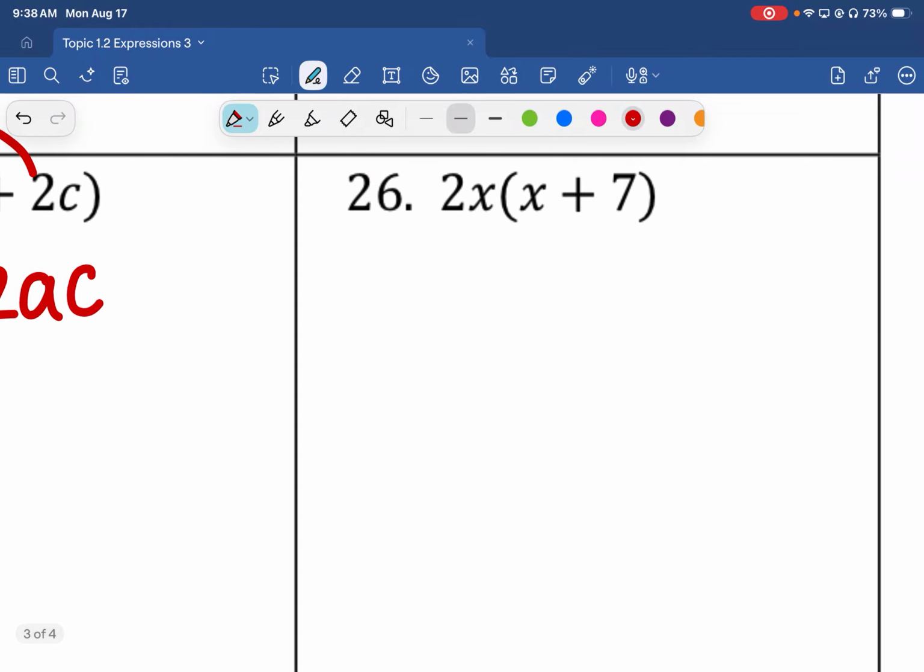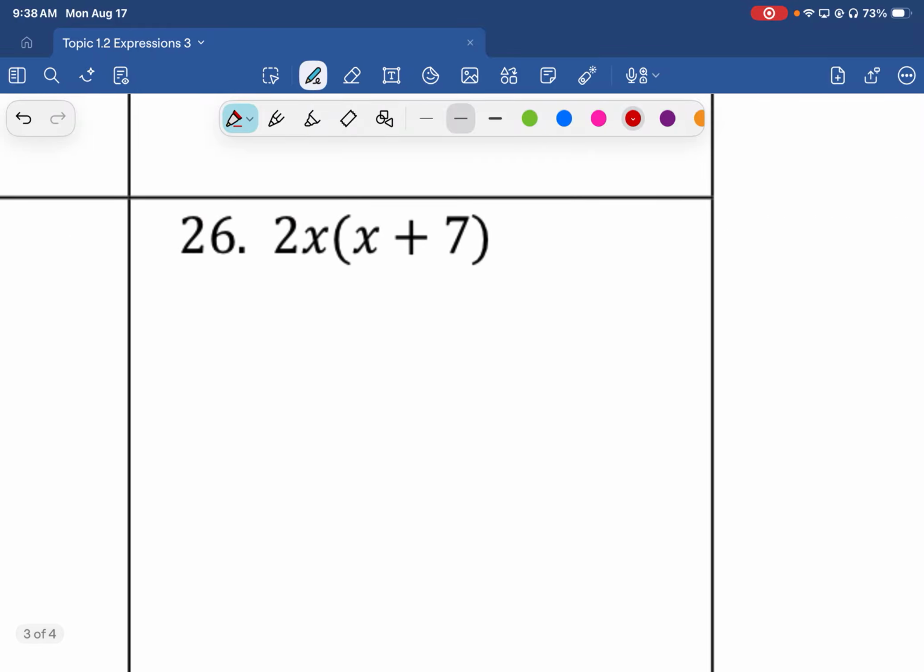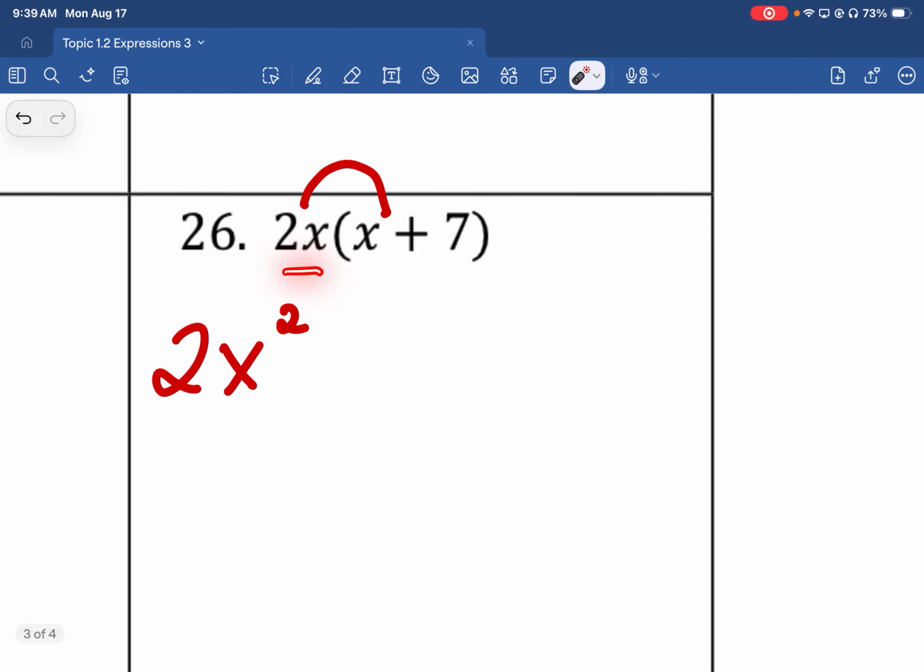Okay, so for question 26, what am I distributing? 2x. It's going to go to 2x squared. So we have 2x times 2x squared, which does give us 2x squared. Why is it that when I multiply x times x, I get x squared? Because it's 2x being multiplied. What's the understood exponent on both of these x's? 1. And when you multiply two things together, you add their exponents. What is 1 plus 1? 2. So that is where that comes from.